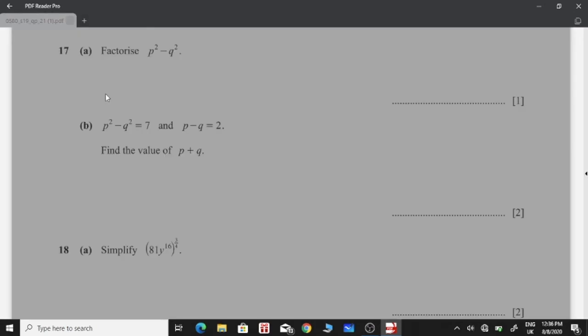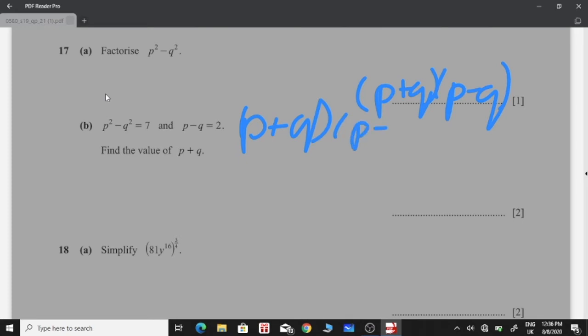17a, factorize p squared minus q squared. So this is the identity which we can solve by writing (p plus q)(p minus q). Then, given that p squared minus q squared is equal to 7, and p minus q is 2, find the value of p plus q. So we have the brackets (p plus q) into (p minus q), which is equal to 7. That is the total. Dividing 7 by p minus q, and that is 2. So we have p plus q as 7 over 2.